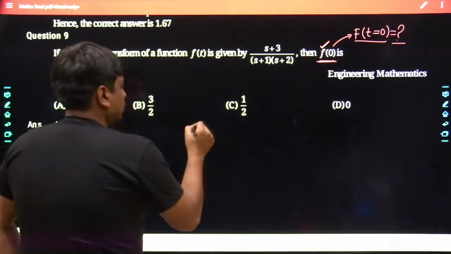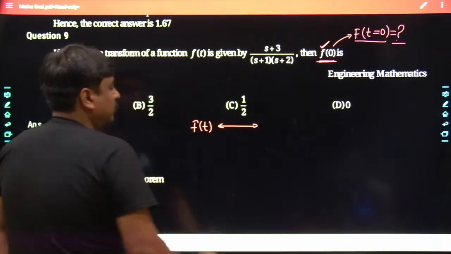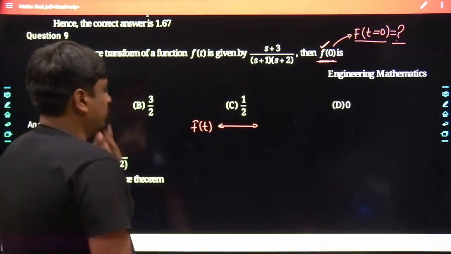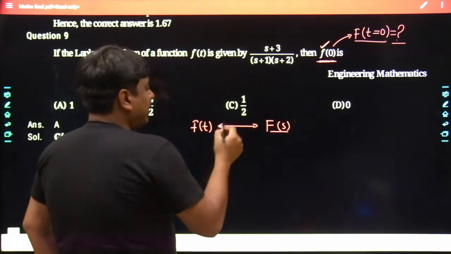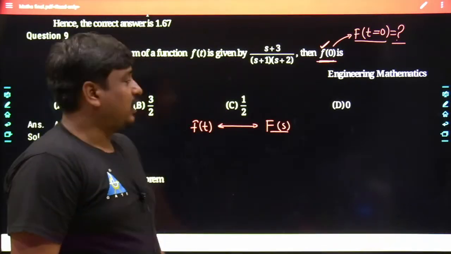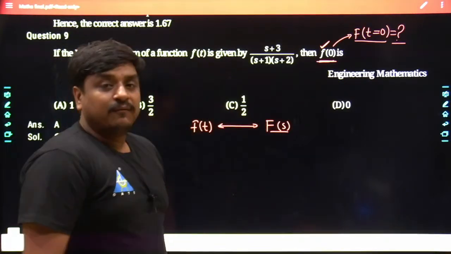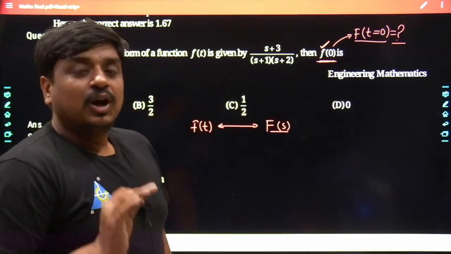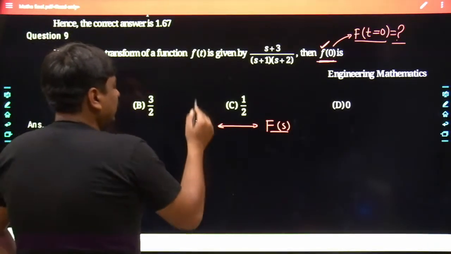See, let's take a function in the time domain which is written as f of t. Its Laplace transformation is written as F of s. Why do we write a bidirectional arrow? Because it is a lossless transformation. At any moment of time, you can switch from time to Laplace and Laplace to time without losing any information.